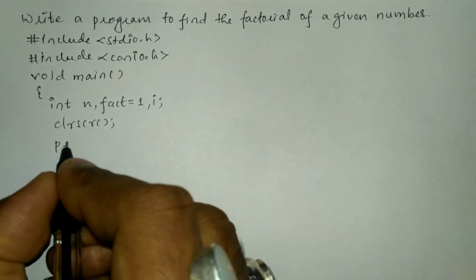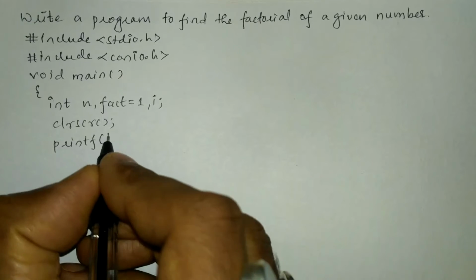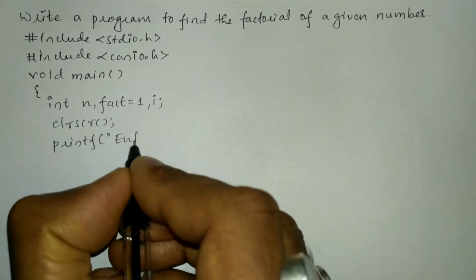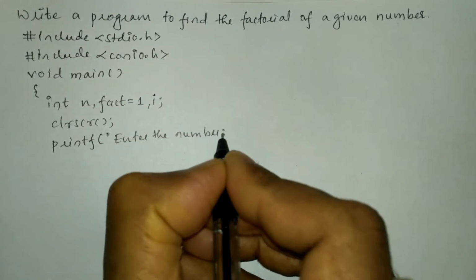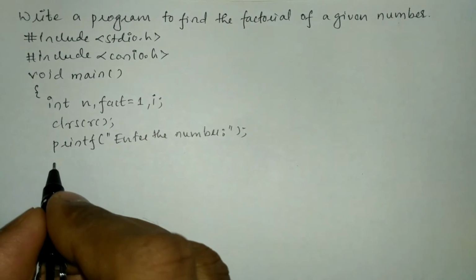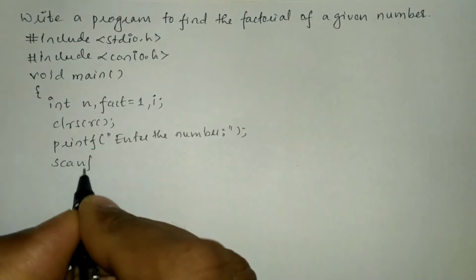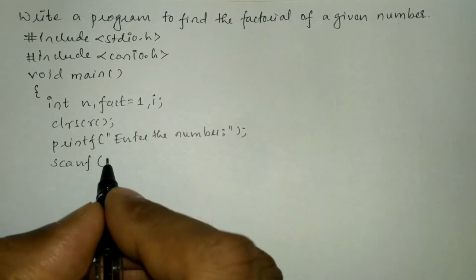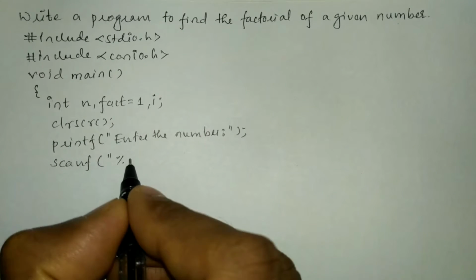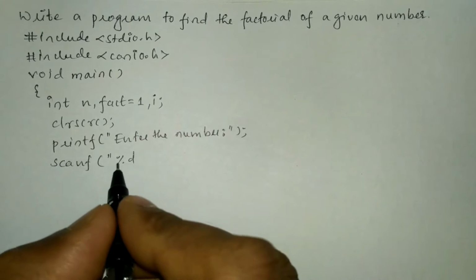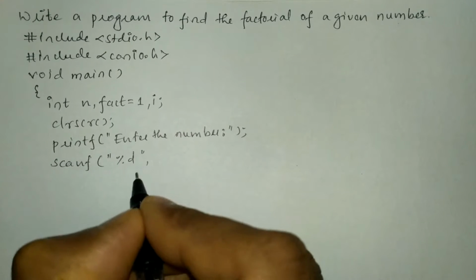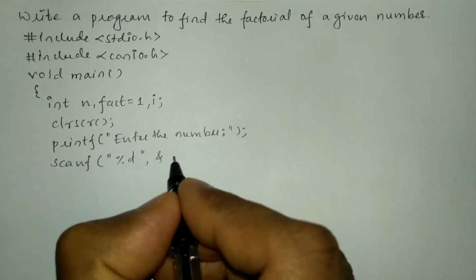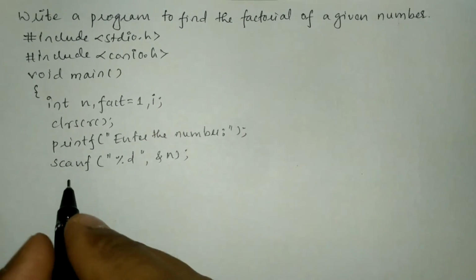Now we will ask the user to enter the number using a printf statement. In double quotation marks I'm going to write "enter the number". So end the double quotation mark and put a semicolon, and we are going to get the response from the user through the keyboard using a scanf statement. In double quotation marks we'll write the %d format specifier, end the double quotation mark, put a comma, and then we'll take the ampersand of n and put a semicolon.